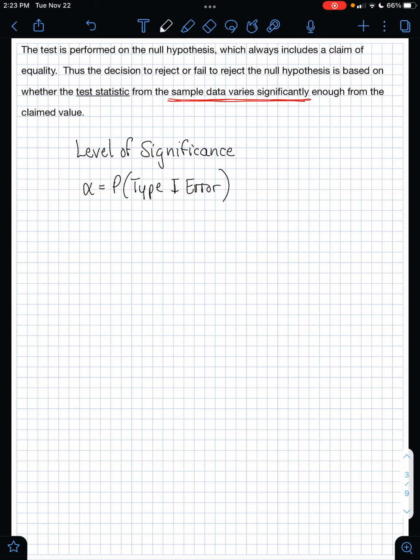Now, the value of alpha is typically given. For the purposes of this class, the value of alpha will be given in each problem. If you were out in the real world being a statistician and doing this kind of thing, you could choose the value of alpha you want, but the idea is that we want to keep it small.